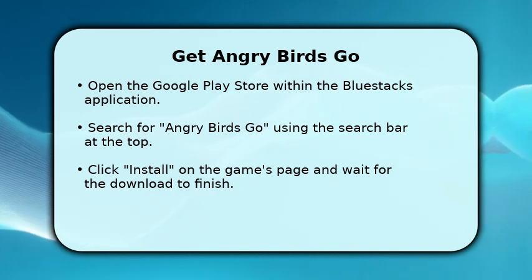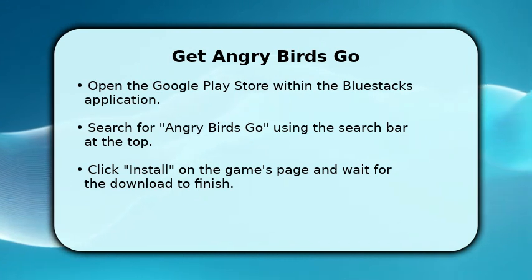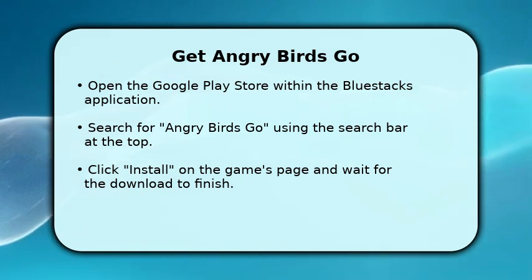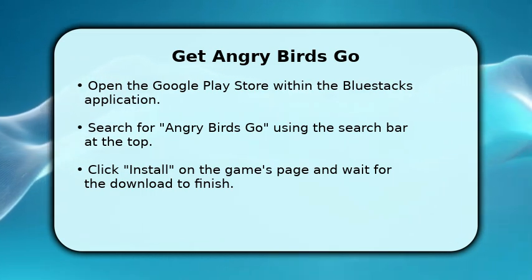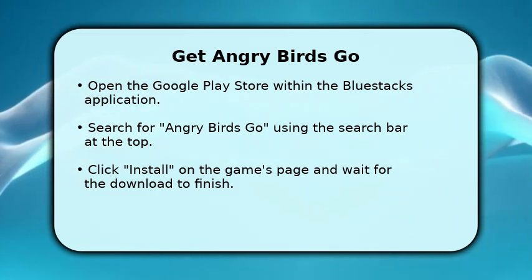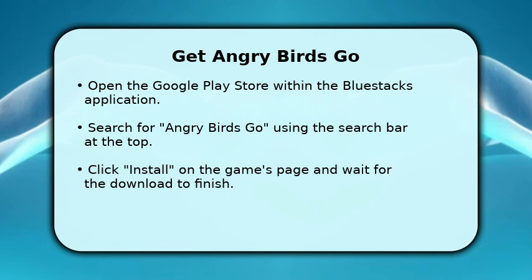Use the search bar at the top to find Angry Birds Go. Once you locate the game, click on the Install button. The download size is typically around 100 megabytes, so it should complete fairly quickly depending on your internet speed. After installation, the game icon will appear on your Bluestacks home screen.